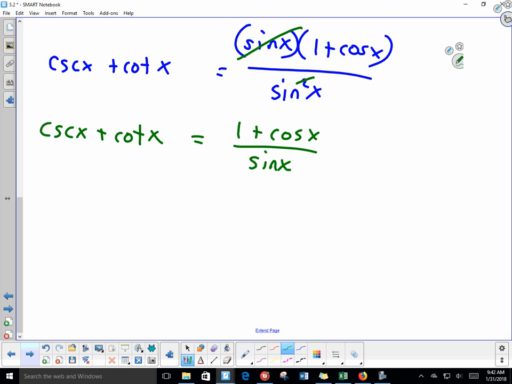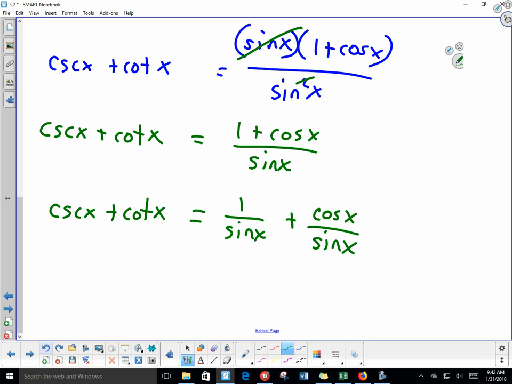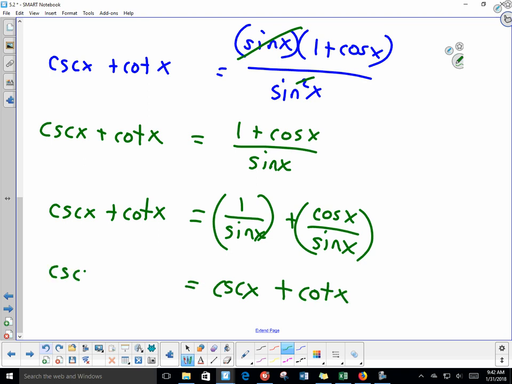So now on this right side, I can rewrite this as 1 over sine x plus cosine x over sine x. That's allowed, splitting this up into like two separate fractions here. And we're, again, still trying to show this equal to cosecant x plus cotangent x, but 1 over sine is cosecant x, and cosine over sine is cotangent x. So we have successfully showed that the right side, in this case, can be simplified down to the left side. Again, baby stepping everything. Baby steps for everything.